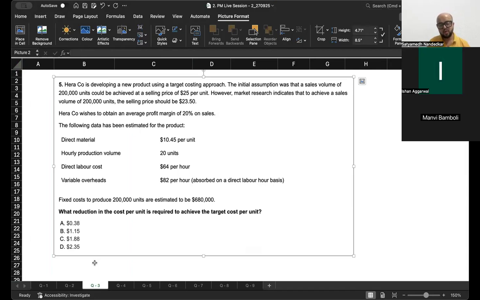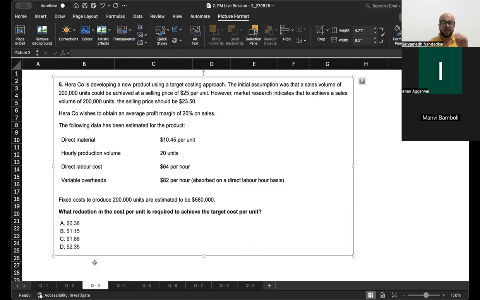What reduction in cost per unit is required to achieve the target cost per unit? This is a question on target costing. Hera company is developing a new product using a target costing approach. The initial assumption was that a sales volume of 2 lakh units could be achieved at a selling price of 25 per unit. However, market research indicates that to achieve a sales volume of 2 lakh, the selling price should be 23.5.